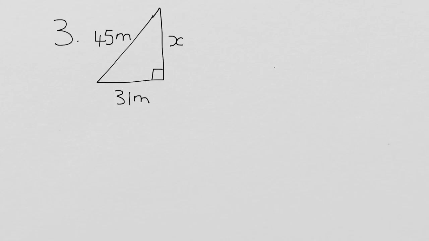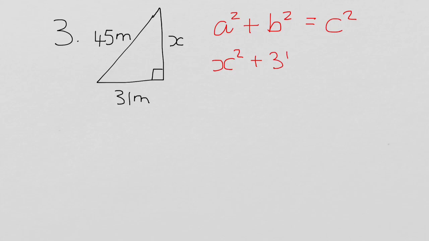Question 3 asks you to find x to 1 decimal place. Nice Pythagoras' theorem question. Pythagoras' theorem is, of course, a squared plus b squared equals c squared. So we can input our values that we have. Let's say a is x, and b is 31. So c is always the hypotenuse, is going to be 45 squared. You do of course want x on its own. You want to find the value for x, so you're going to have to do some rearranging.